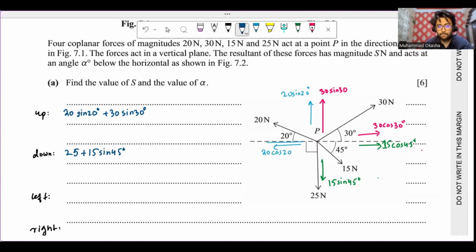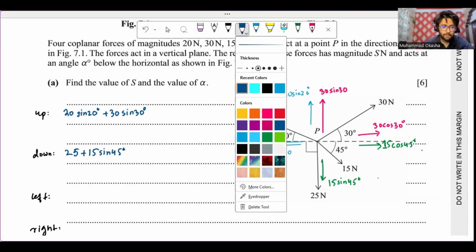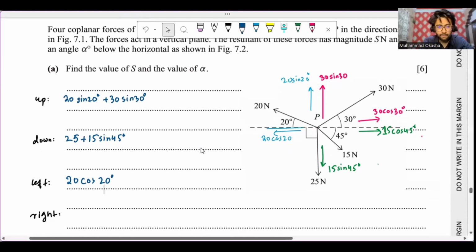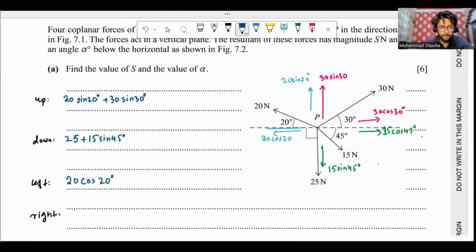By forces on the left, we mean these forces. We only have one force on the left, that is 20 cos 20 degrees. Forces on the right would be 30 cos 30 degrees plus 15 cos 45 degrees. So these are all the forces in the upward direction, downward direction, left and right.